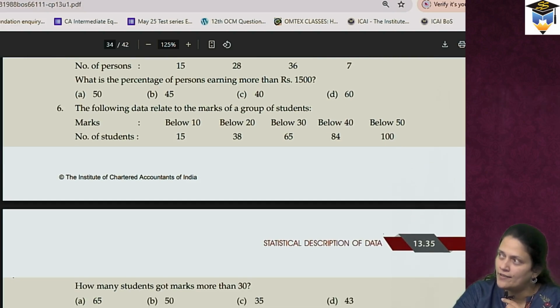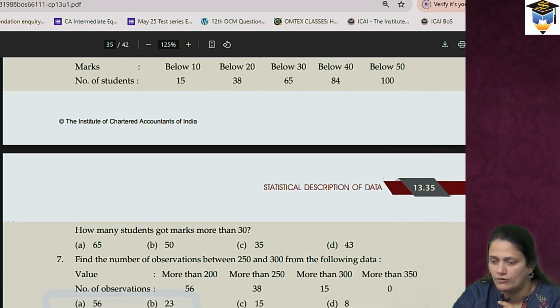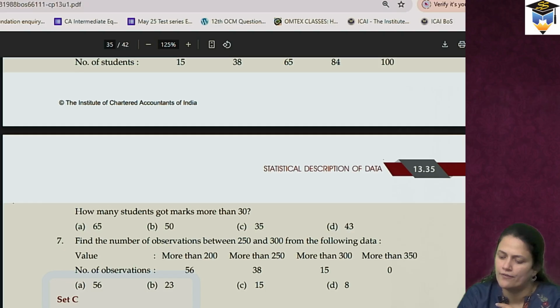The following data relate to the group of students. How many students got marks more than 30? More than 30. How many students got the marks? 184. 184 is the answer. Are you sure? Yes, read, read, read and then tell me. Arnav will tell the answer, I think. Arnav is the correct person to answer.